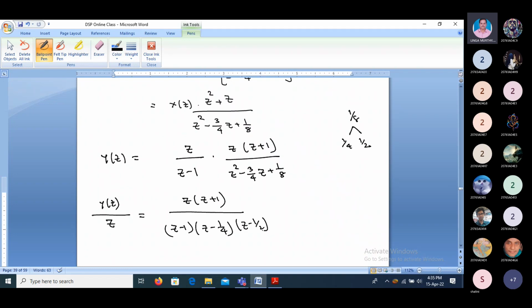So totally how many values are there? Clearly observe it. First check whether y of z by z is a proper form or not. It is a proper form, because the numerator order is 2 and the denominator order is 3. So no problem: the numerator order is less than the denominator order, so the fraction is in the proper form. So apply the partial fractions method: a by z minus 1 plus b by z minus 1 by 4 plus c by z minus 1 by 2.